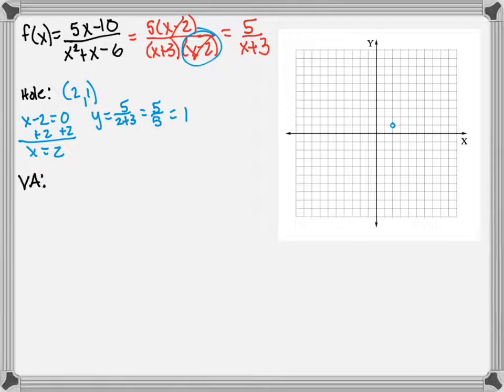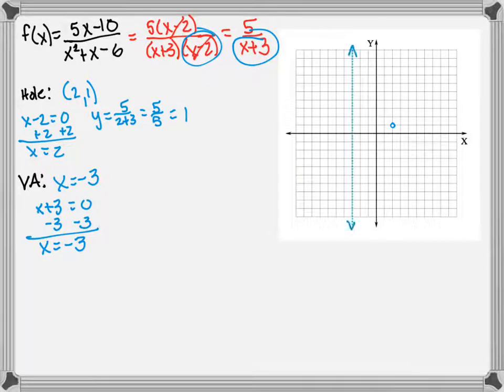Let's find our vertical asymptote by setting the denominator x plus 3 equal to 0 and solving for x. We get x equals negative 3. We can draw in a vertical dotted line at x equals negative 3.